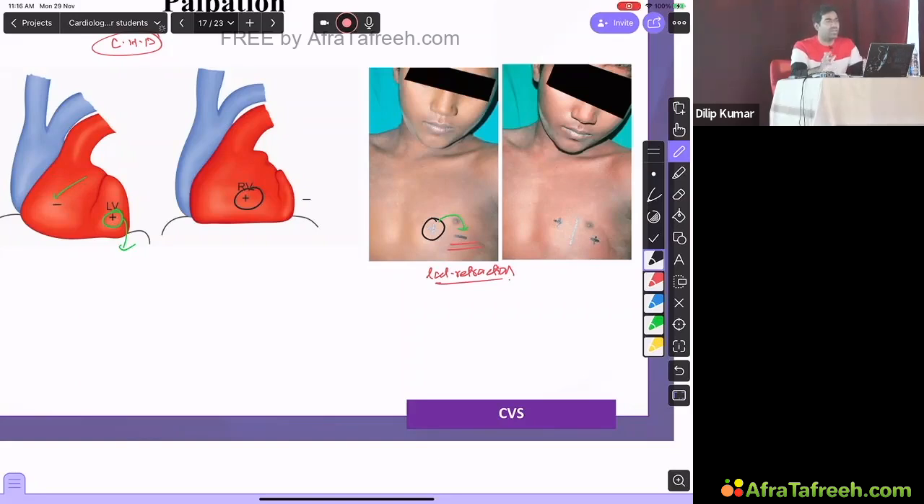So you are going to compare where the maximal impulse is and which area it is retracting. So where it is hitting and where it is retracting relatively. If the retraction is medial to the hitting area, that is medial retraction, LV apex. If the retraction is lateral to your apical impulse, then it's a lateral retraction, very likely to be a right ventricular apex.